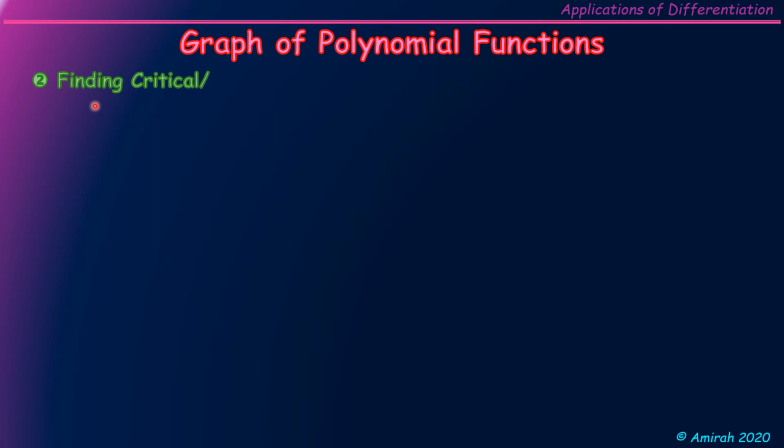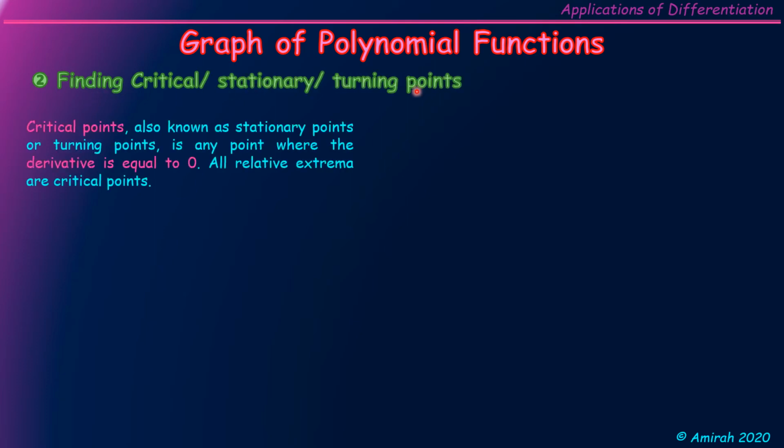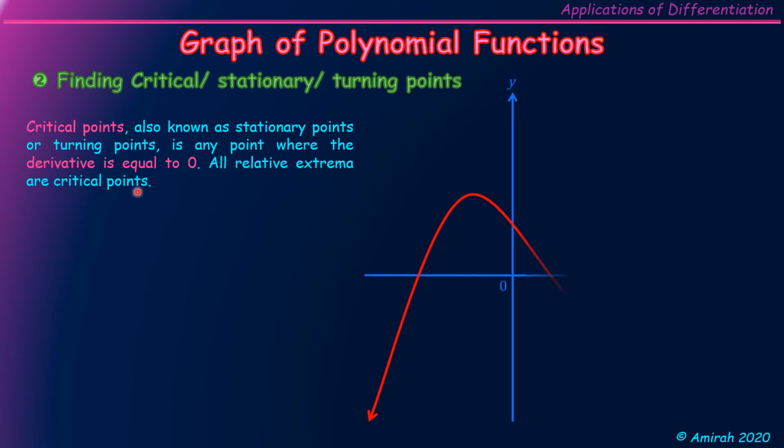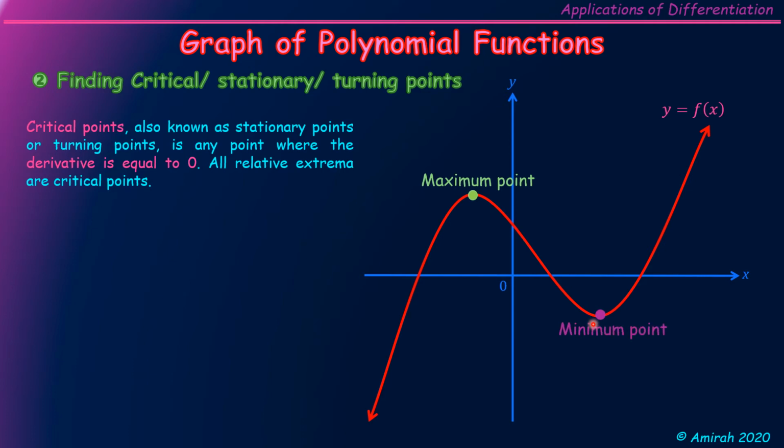Alright, number 2, finding critical or stationary or turning points. Critical points is any point where the derivative equals 0. All relative extrema are critical points. We consider this graph. This is maximum point. This is minimum point. Maximum point and minimum points are critical points.